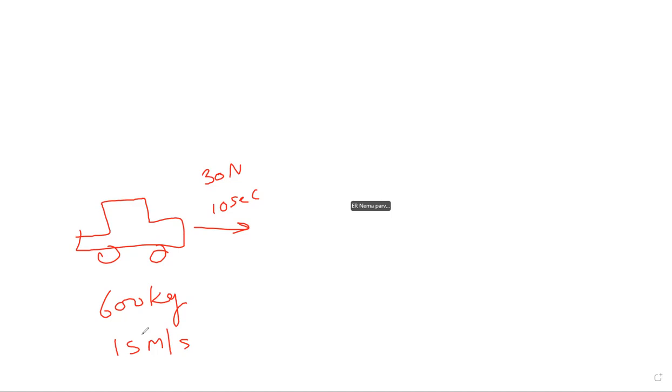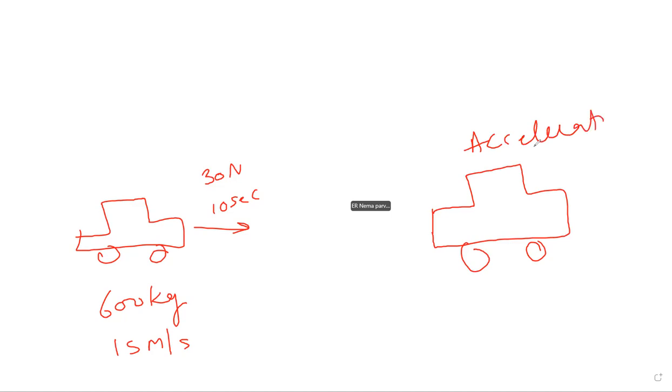Now, once the 30 Newton force is applied, what happens to the car? The car will start moving with greater velocity, isn't it? It got accelerated. So after applying the force, there will be acceleration in this car. This is the whole situation which I understand from reading the question. Now, in the numerical, we are asked what will be the final momentum.